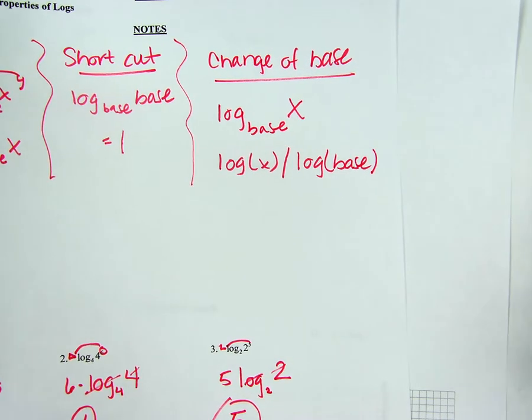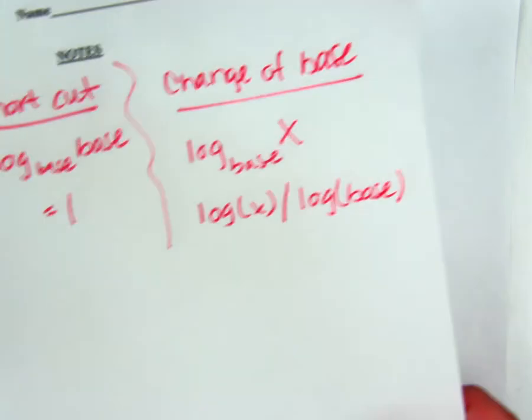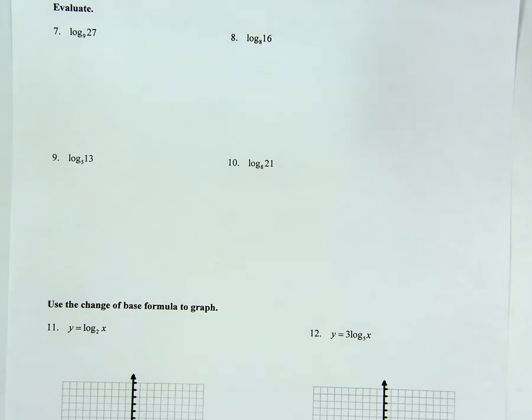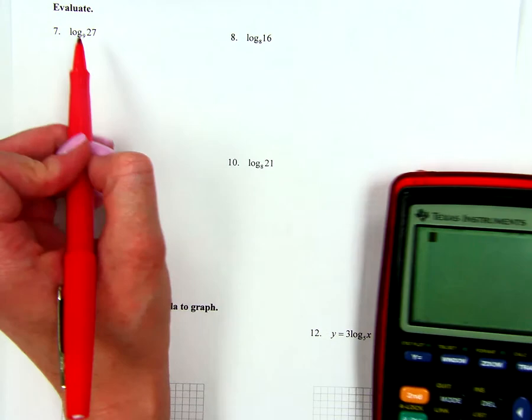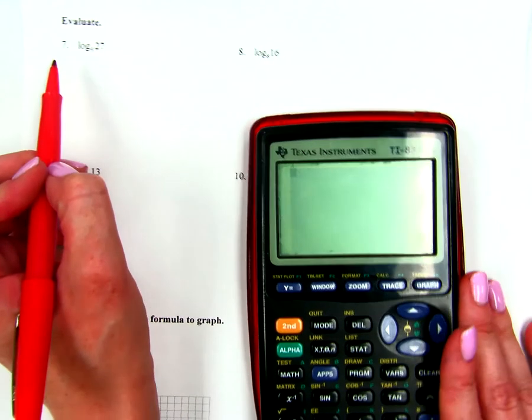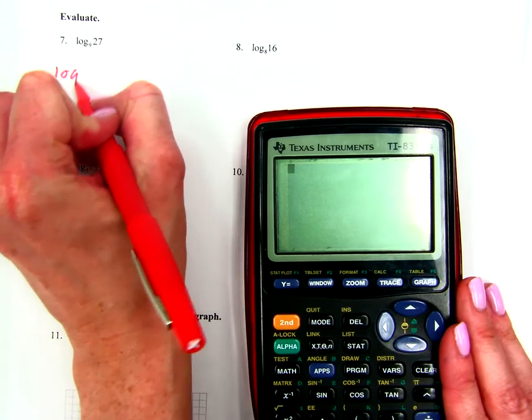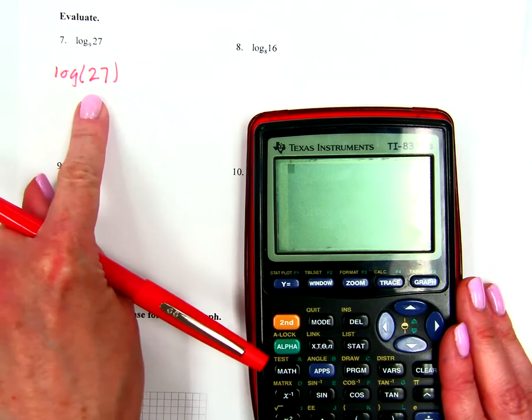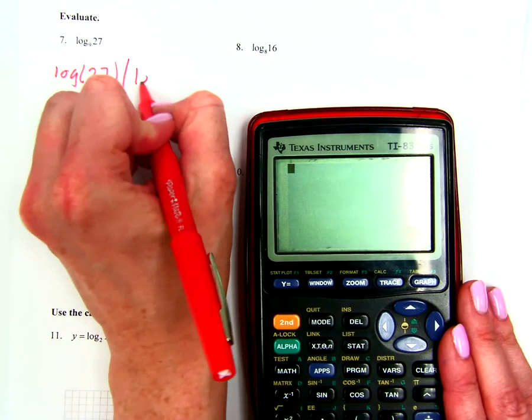If you do not have it, pause right now, grab your calculator, then start the video up again. So what we're doing is, here I have my calculator right here. All we're doing is doing the log. We're going to put 27 in our parentheses here, and we're going to divide that.